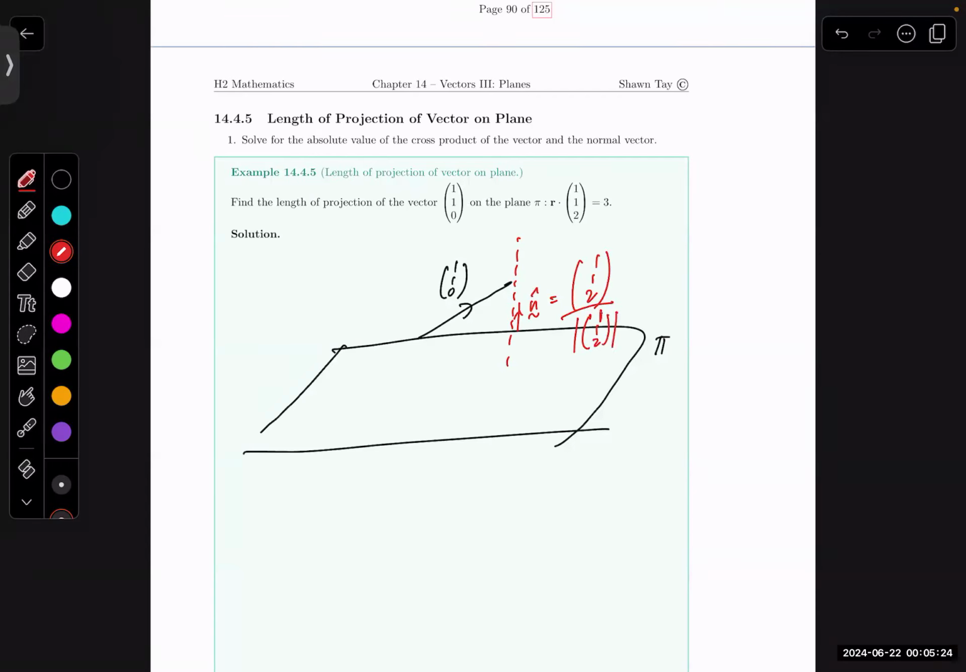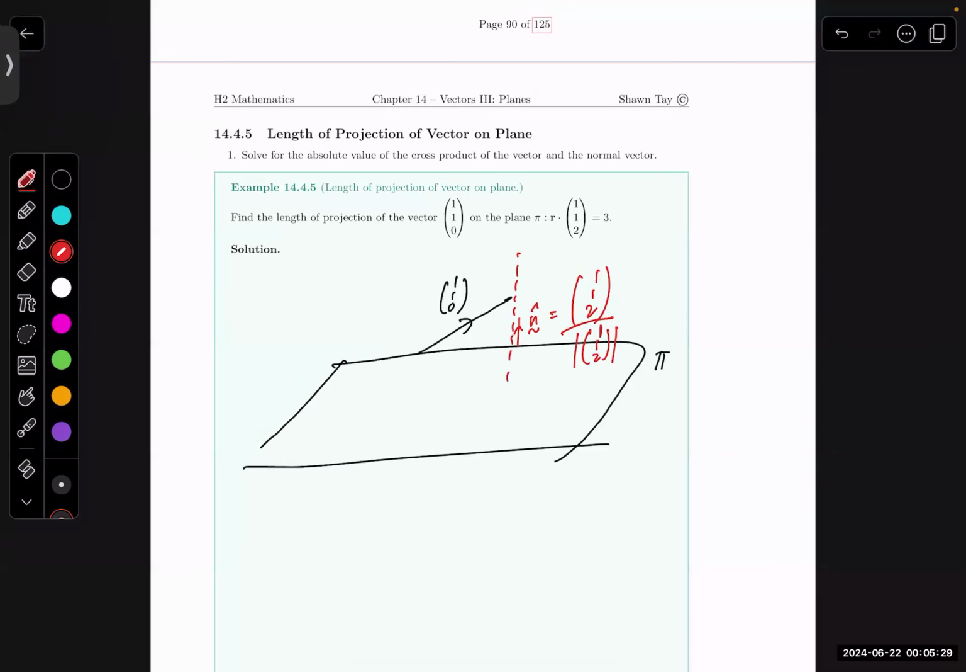So I have this. Let me check. So like this. Now we get a right angle triangle, right? I want the length of projection. I want this part. Unfortunately, I don't know this direction. All I know is that direction, so I can only project onto that direction. But I don't want that. I want the part that went missing.